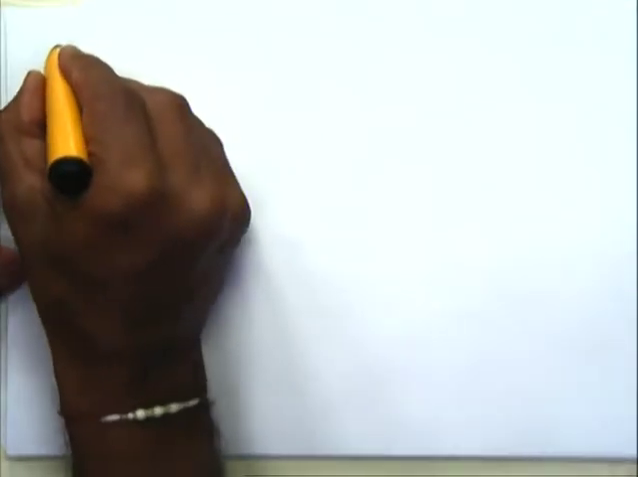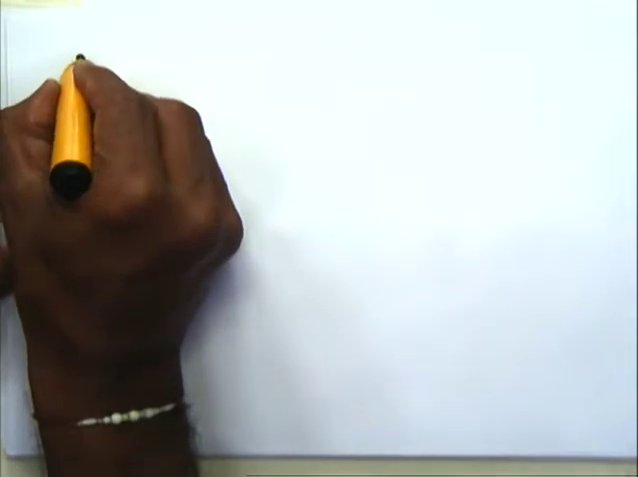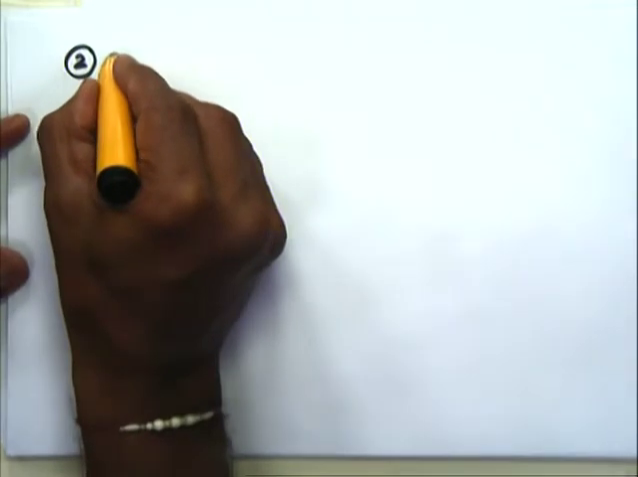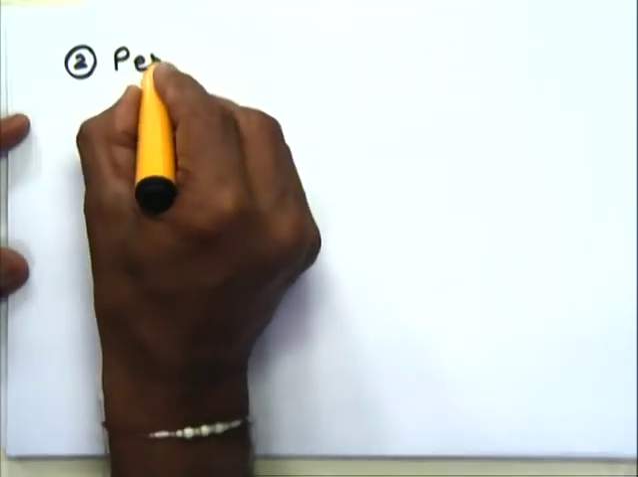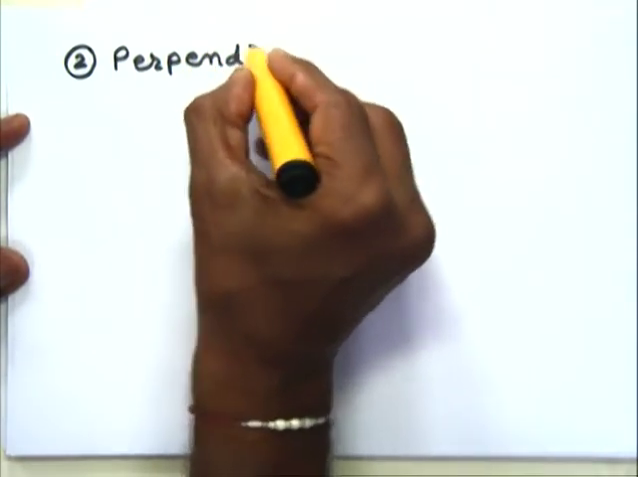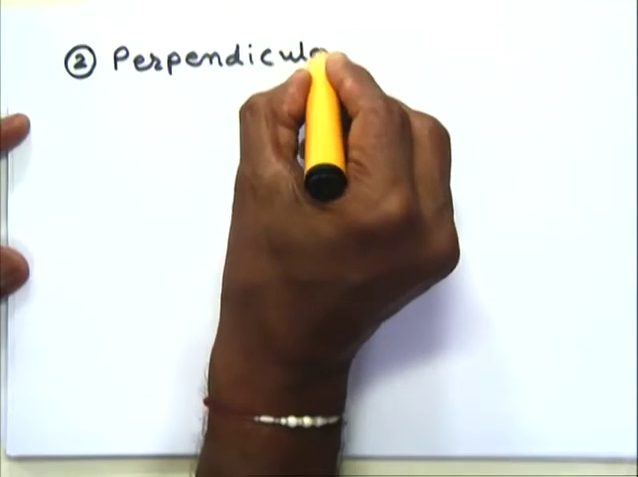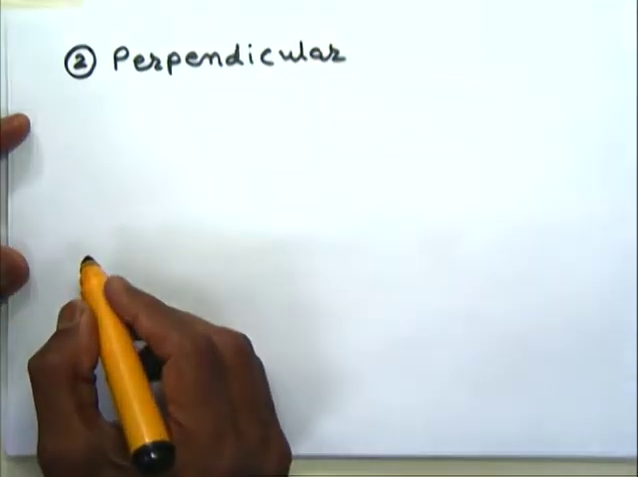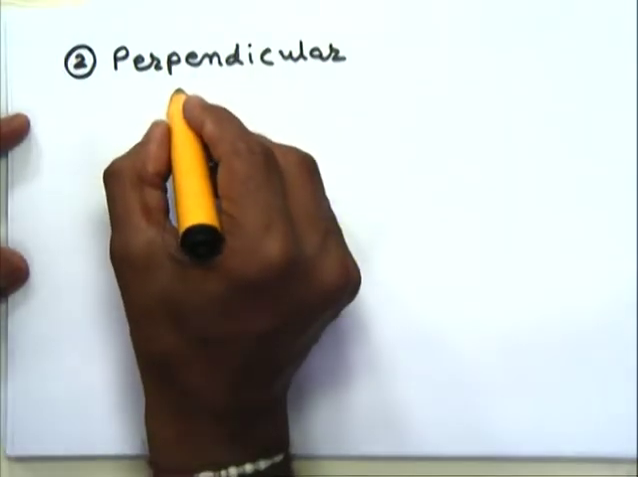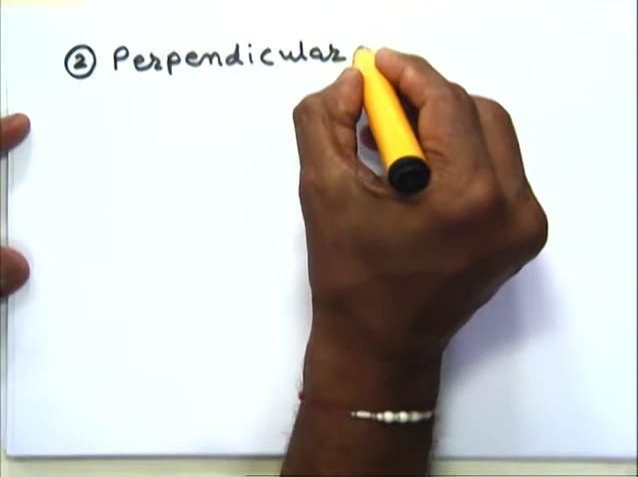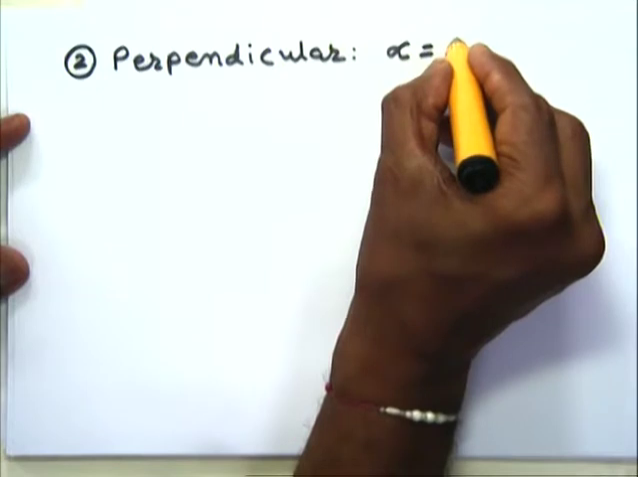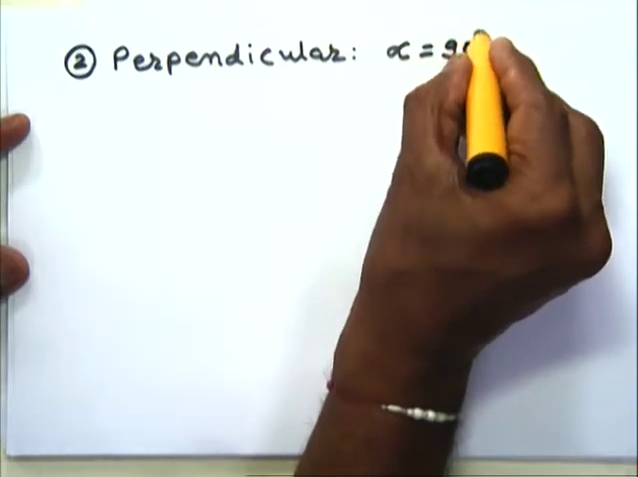We have case number 2. We discussed about parallel lines. Next case. If lines are perpendicular, then what will happen? If two lines are perpendicular, angle between those two lines is 90 degree or pi by 2.